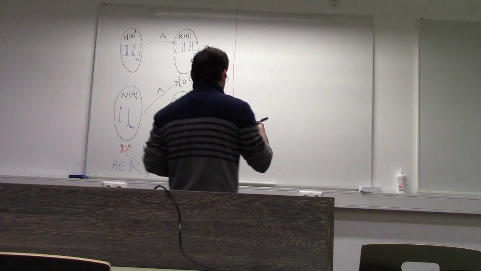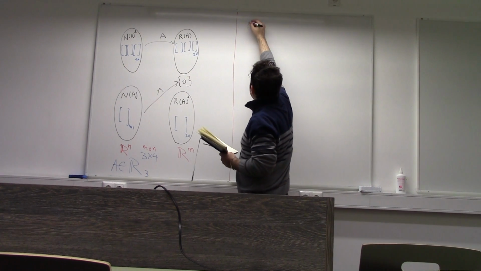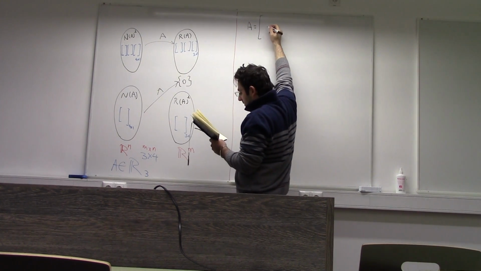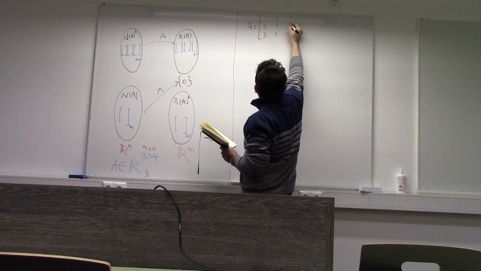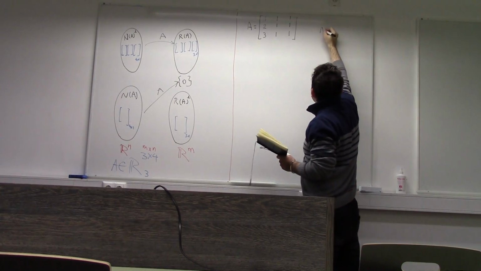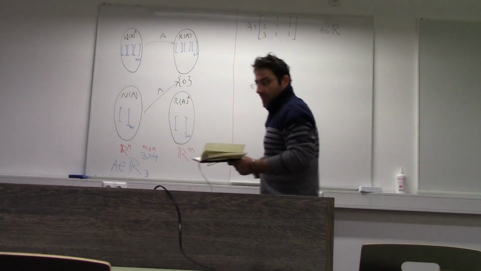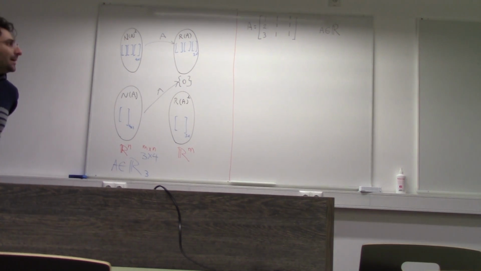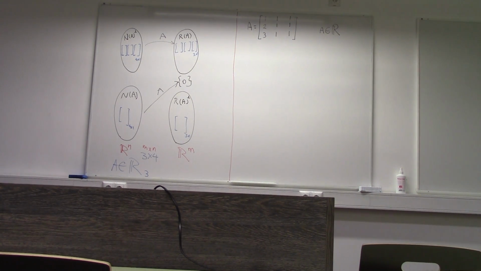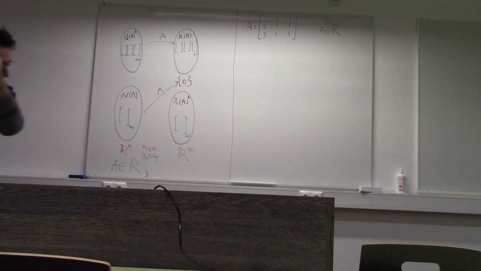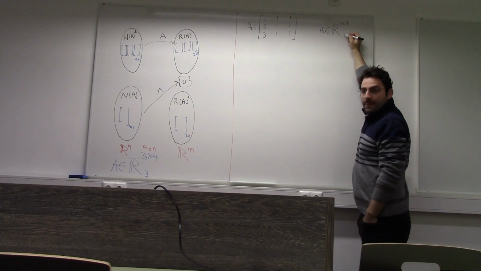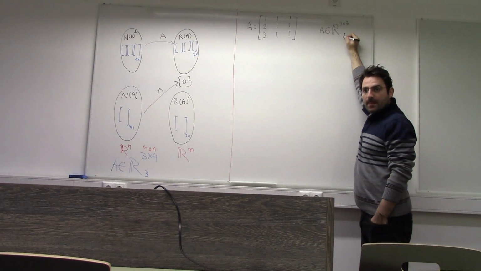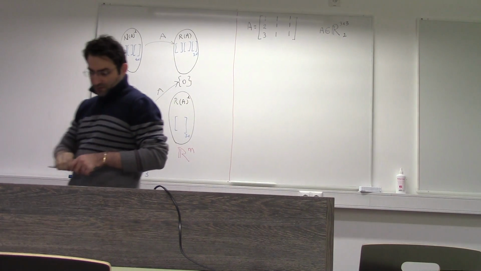And let's do a numerical example. Assume A is 1, 2, 3, 1, 1, 1, 1, 1, 1. Okay, can you give me the numbers for A? A belongs to R. What is M? What is N? What is R? 3 by 3. What was the rank? 2 probably, because one of the columns has been repeated.